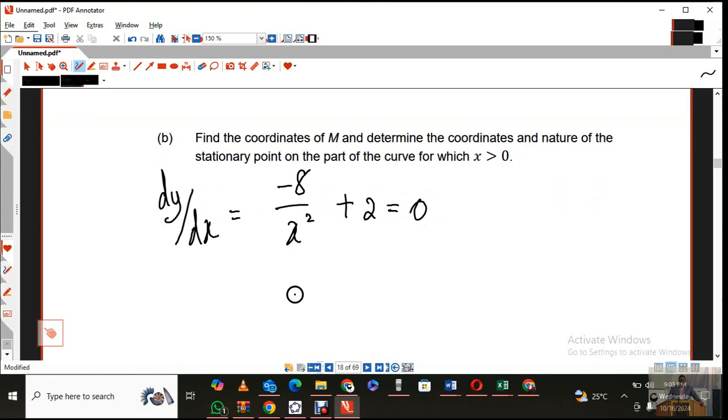That minimum point. They are saying determine the coordinates and the nature of the stationary point. From the graph you know that it's a minimum, but you still have to show it. In order for us to say it's a minimum, the second derivative should be a positive number. When we do that and get an answer greater than 0, then we know it's a minimum. But anyway, let's first find x over here.